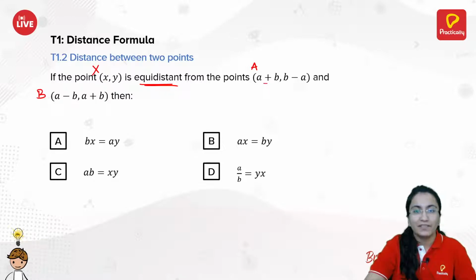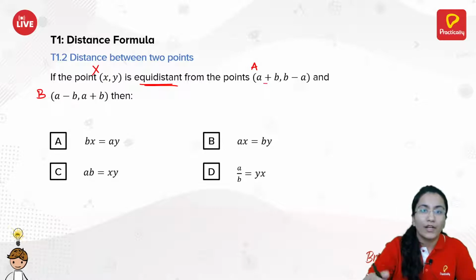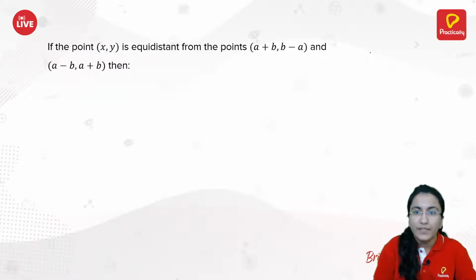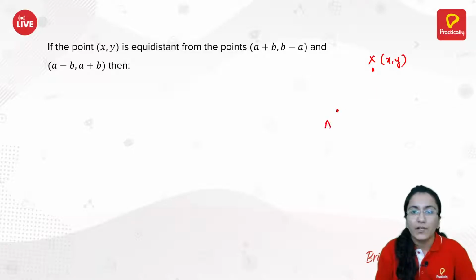Two points are equidistant from a given point. That means the distance of point X from point A, as well as distance XB, will be the same. If I show this pictorially, you have your point X here, which is (x, y), and you have your points A and B. These two distances will be equal. Point A is (a plus b, b minus a), and point B is (a minus b, a plus b).